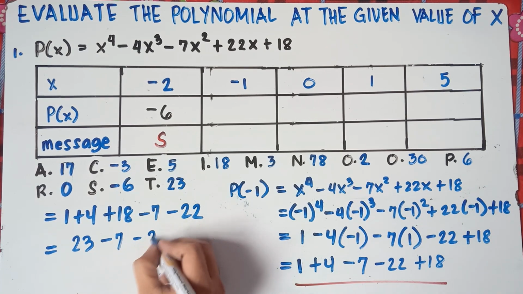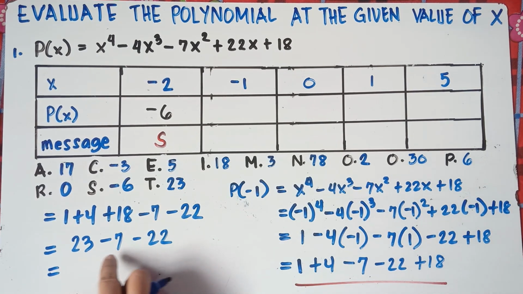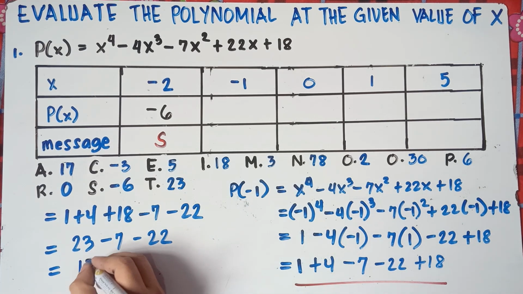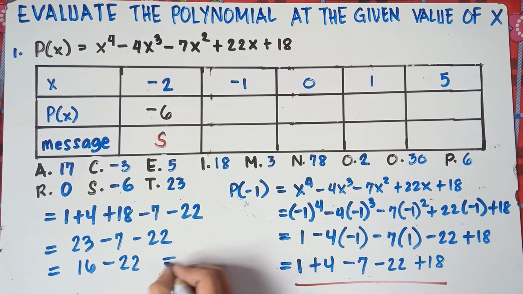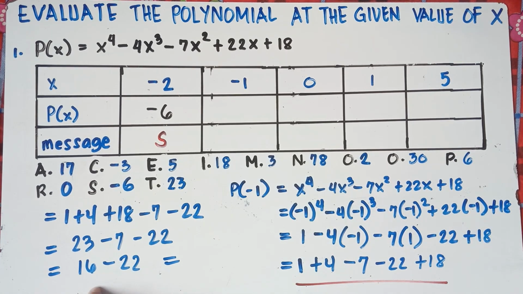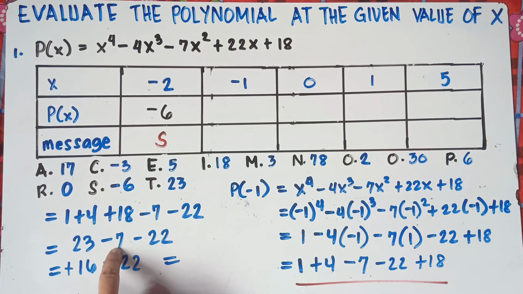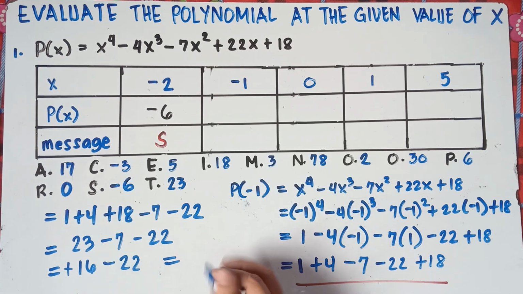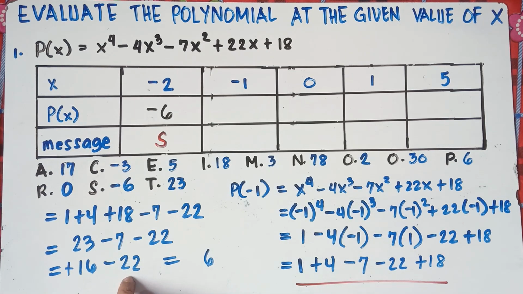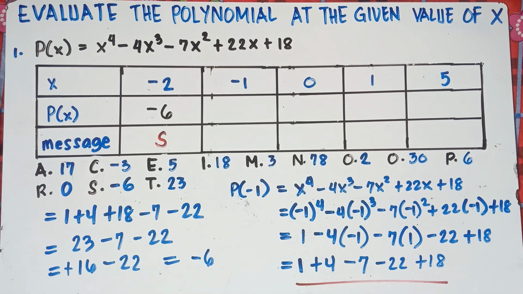Minus 7 minus 22. So this will be 23 minus 7, that is 16. Minus 22. So once again, if the signs are not the same, we have positive 16, negative 22. I get the 16 by 23 minus 7. Then 16 minus 22. If the signs are not the same, you subtract 22 minus 16, that is 6. Then you copy the sign of the larger number. So we have negative 6.